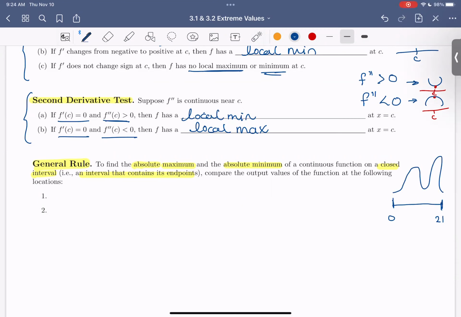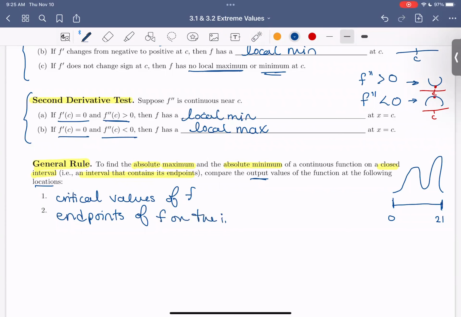okay. What we do is we compare the output values of the function at the following locations: at the critical values of f and at the endpoints of f, rather, endpoints on the interval.